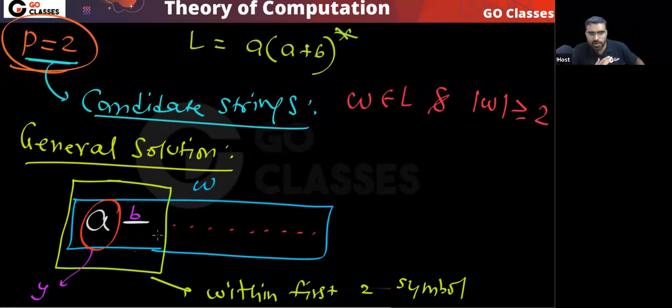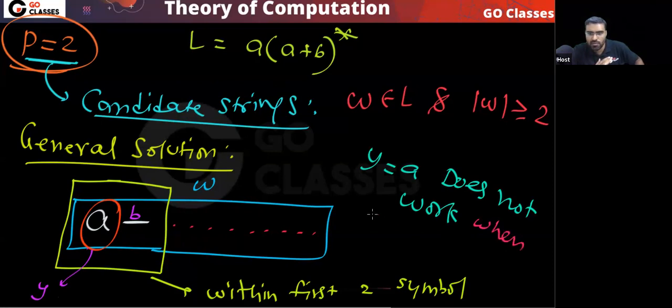Now remember, this y equal to a does not work when the second symbol is b. Yes or no? When the second symbol is b, then y equal to a will not work. Tell me why it will not work.